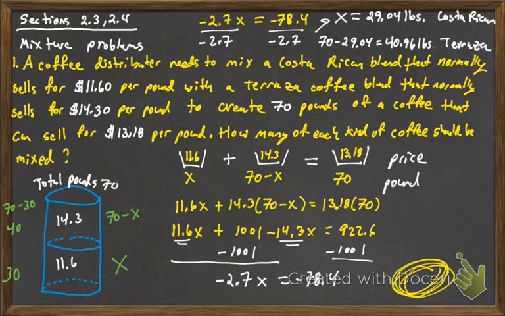Okay. Now, if you decided that x was going to be the 14.3 and the 70 minus x was the 11.6, you'll still get the same answer. Your x will just represent the Terraza instead. Okay. So you'll have one pretty similar to this on your homework. It's going to work out real similar. It'll probably have different numbers, maybe different types of coffee.